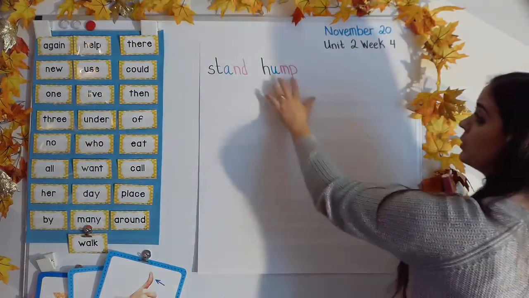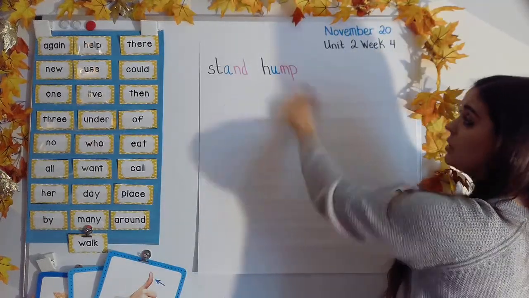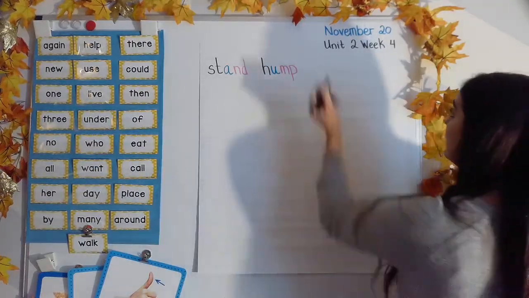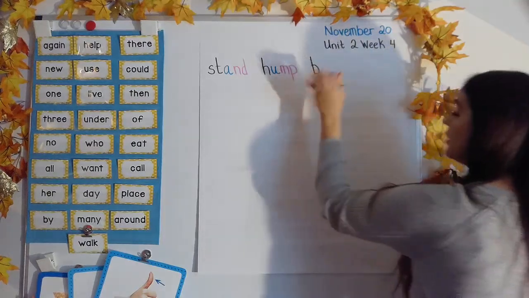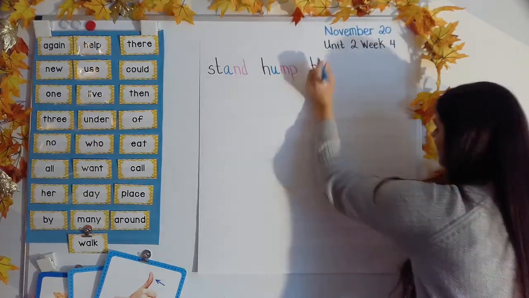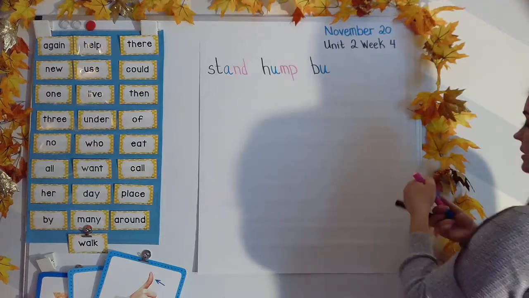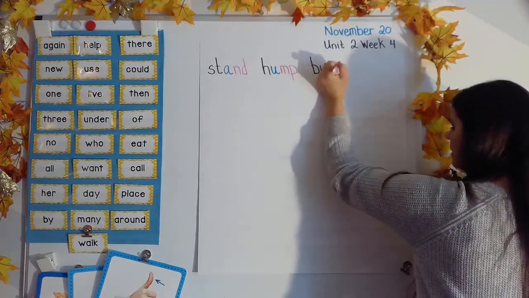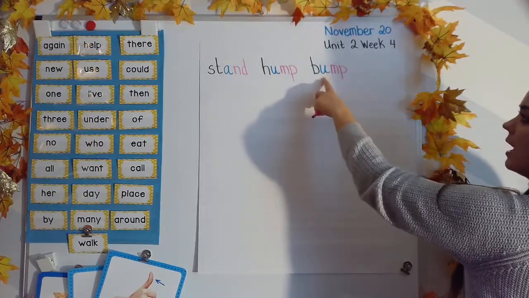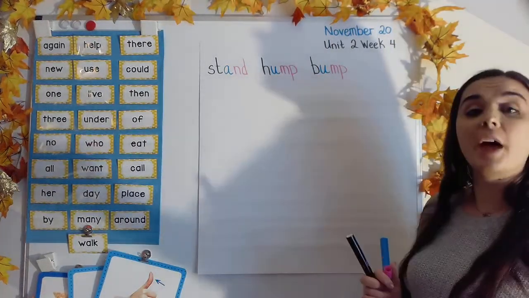Next word, bump. Your turn. Bump. So we can turn the word hump into bump by only changing the beginning sound. We're going to change the h to a b, which is what letter? B. Thank you. B says ba. U says ba. M and P, p. Ba, bump.